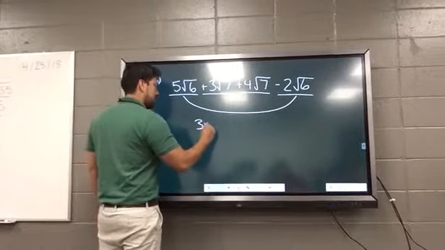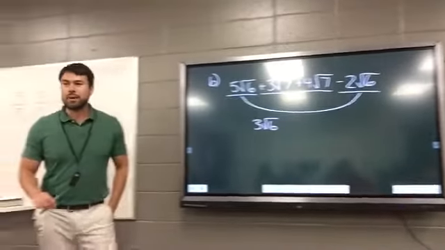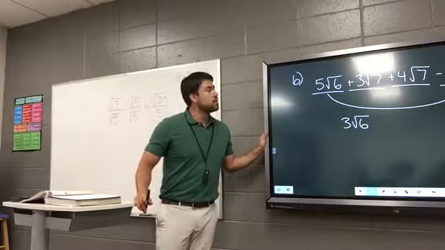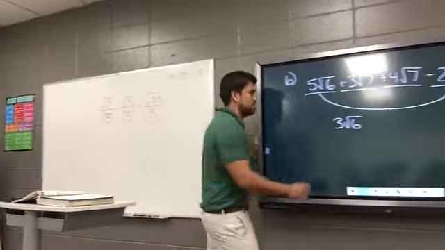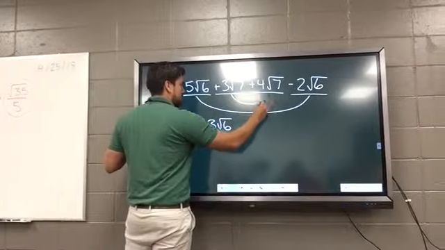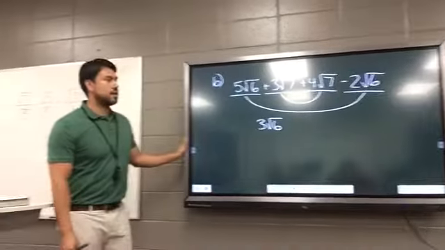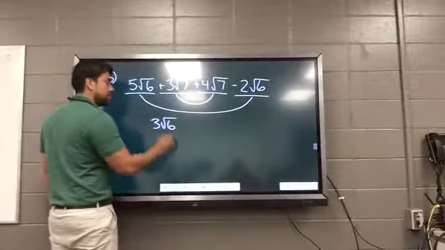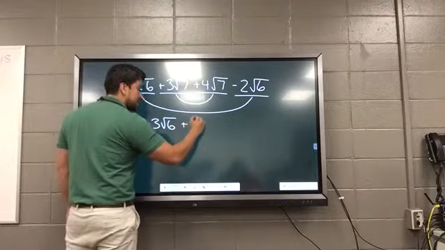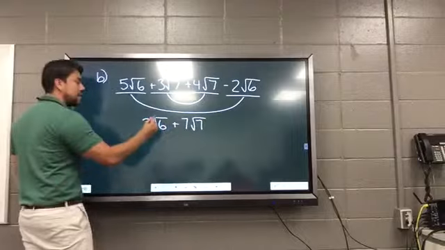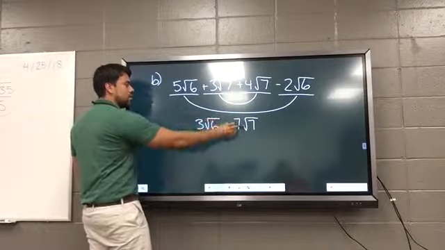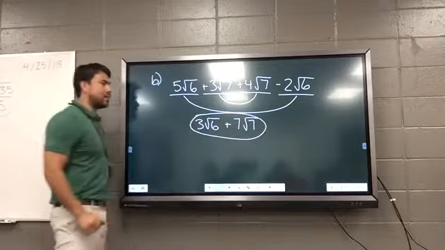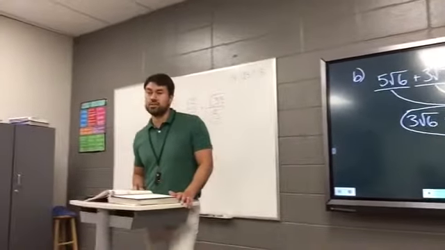3 times the square root of 6. Excellent. I need another pair if possible. Kendall, are there any other like terms up here? Yes. And what are they? 3 times square root of 7, and then 4 times square root of 7. Good. And what do these two combine to give me, Eli? 7. So 3 times the square root of 6 plus 7 times the square root of 7. Can these two combine here? No. Because they are not like terms. They don't have a common factor other than 1.